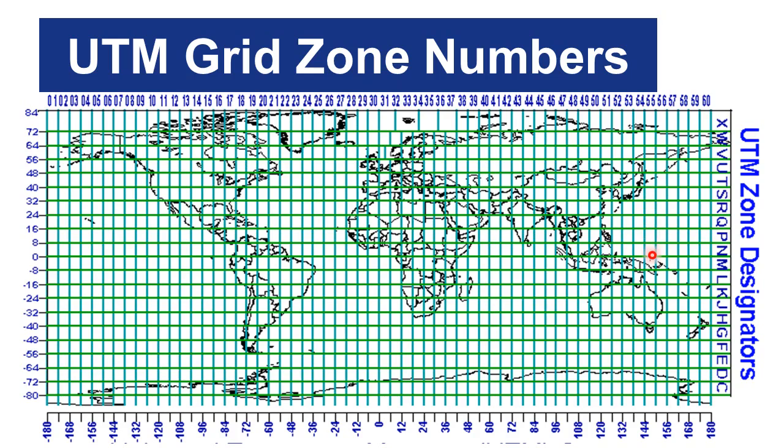Now let's have a look in Australia. If we are in, say, southern New South Wales, we are in band 55, zone hotel. So 55H. If I was in, say, North Queensland, I would be in 55 kilo. If I was in Brisbane, I would be in 56 Juliet. That's important to know when we're using topo maps.